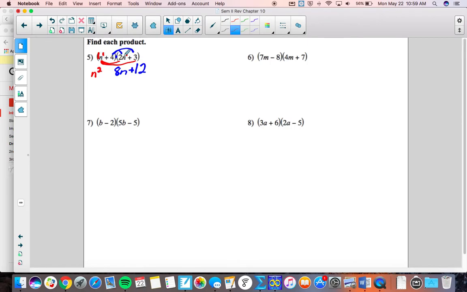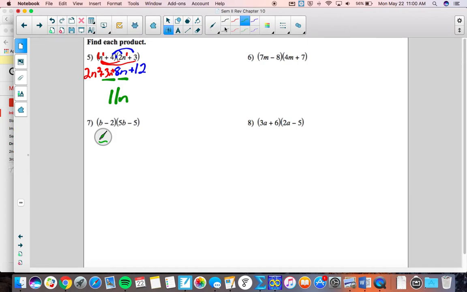Now there's a 2 that needs to come along for the ride, or in other words, 1 times 2. When I look at the coefficients, 1 times 2 is 2. So we've done n times 2n, and now we need to do n times 3, which is 3n. Then we've added terms together before. These are like terms. That gives us 11n.